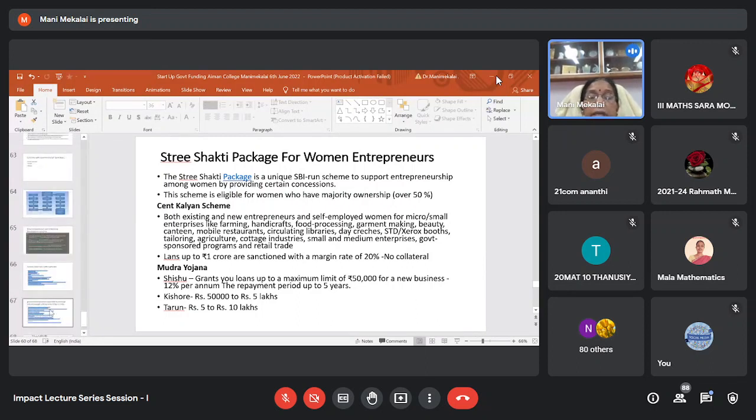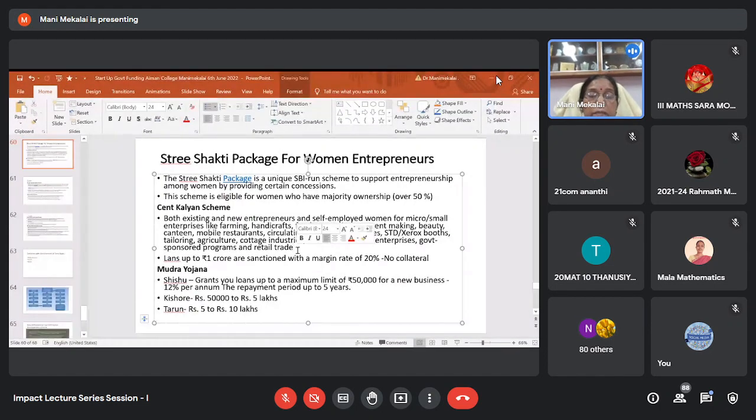So there are various schemes and support available. Mudra Yojana I have already explained; I can tell you the limits alone. Shishu, as the very name says, is 50% and 12% per annum. Kishore is 50,000 to 5 lakhs, and Tarun is 5 lakhs to 10 lakhs.